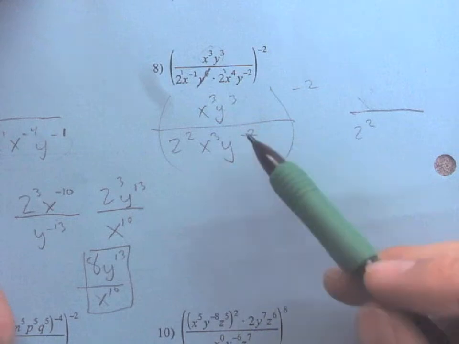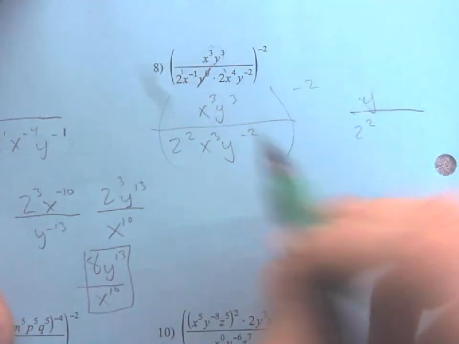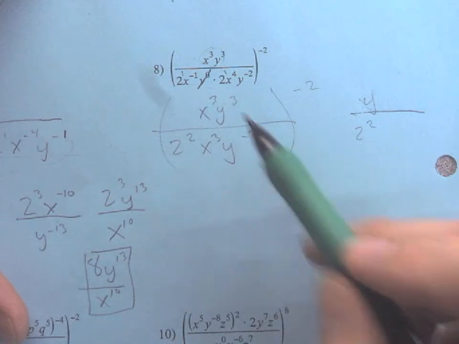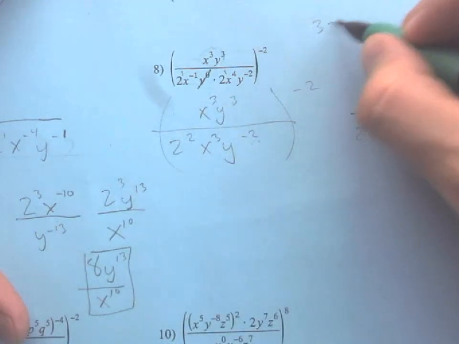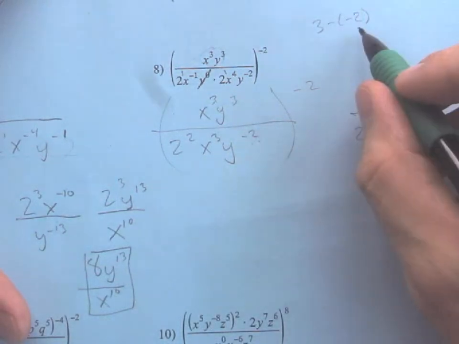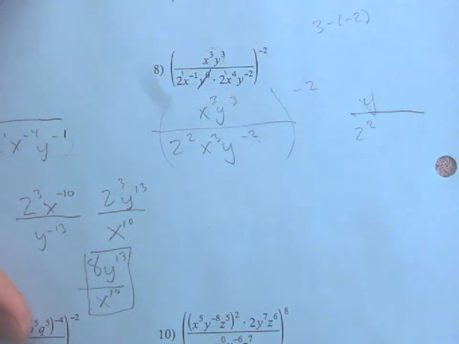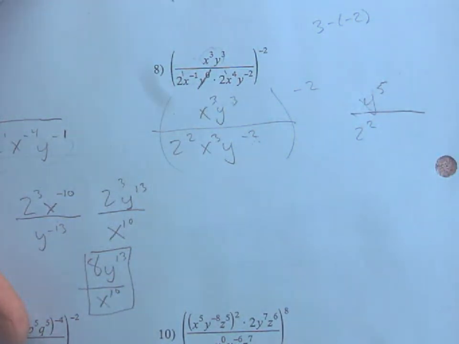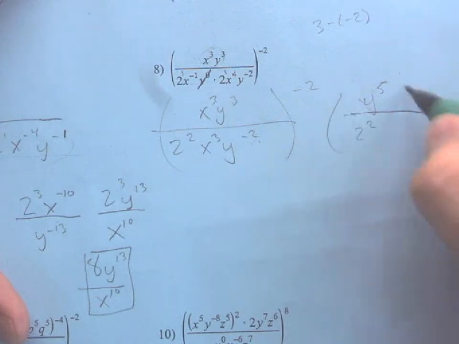Let's do the y's. Okay, so we have y to the 3 minus negative 2. So we're subtracting the exponents, but one of them's already negative. So when you do 3 minus negative 2, that's the same as 3 plus 2. That's y to the 5th. And then we have all of that to the negative 2 power.